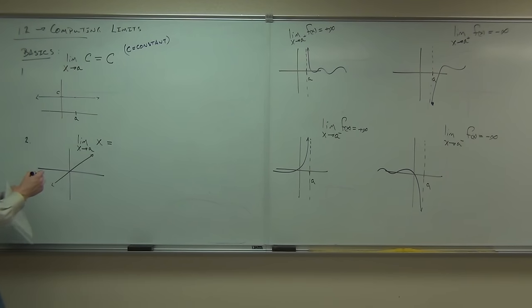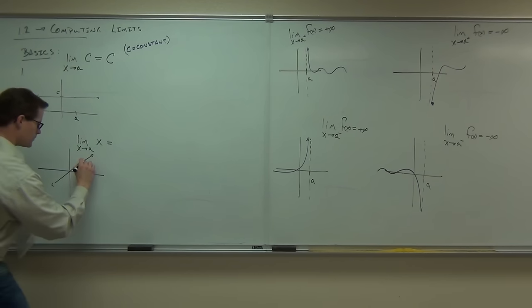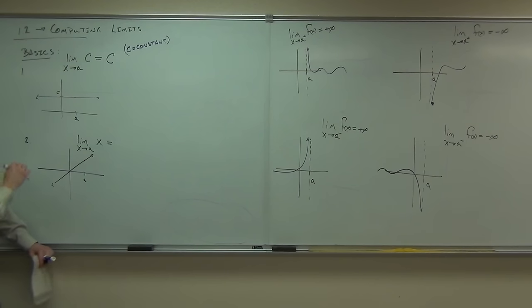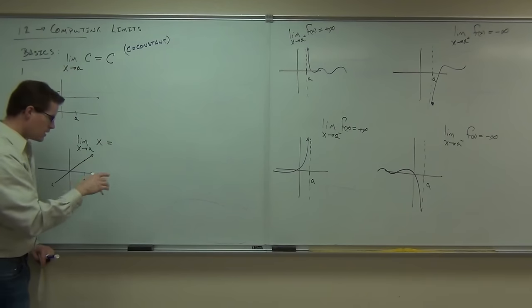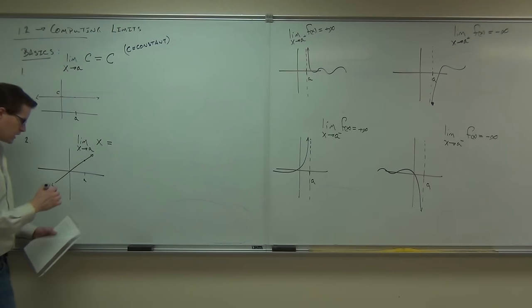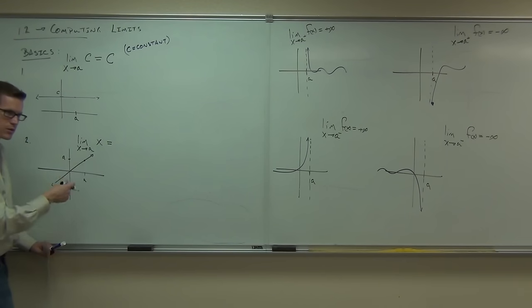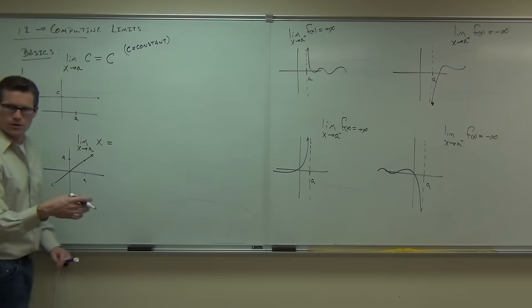Now I'm going to pick another arbitrary point A. The question is, if this is y equals x, just our diagonal line, if you plug in a to y equals x, what do you get out of it? You get out a, true? You plug in 2, you get out 2. Plug in 3, you get out 3. Plug in 4, you get out 4. You with me on that?